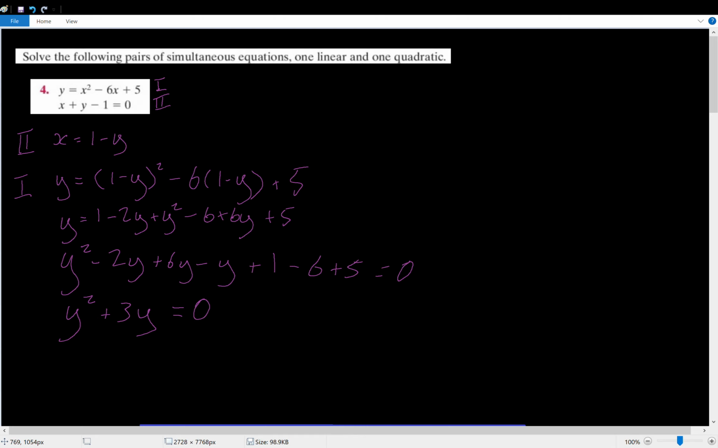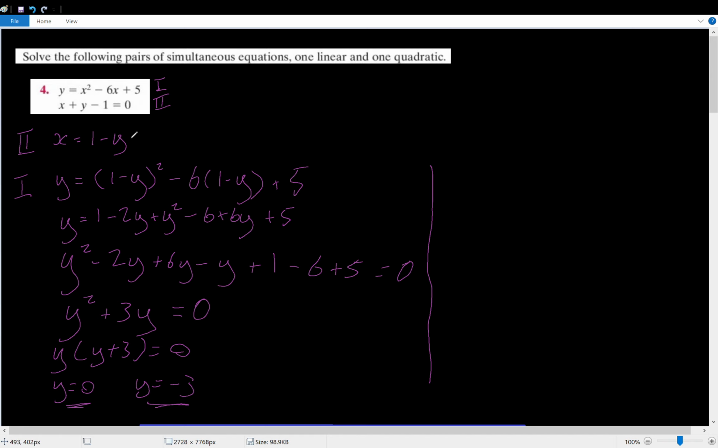Now we have to factorize that out. So we're going to get y times (y plus 3) is equal to 0, which means that y is going to be equal to 0, or y is going to be equal to minus 3. So those are our two values for y. Now we need to find our corresponding values for x.